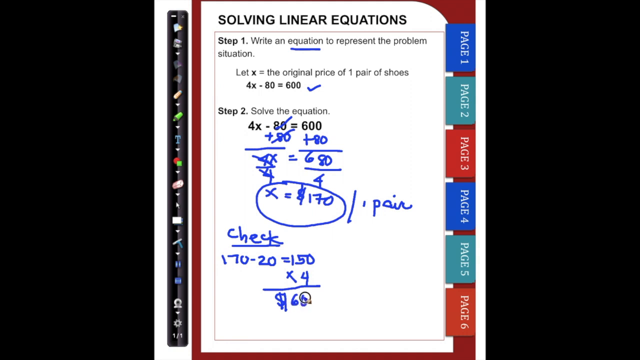Does it make sense? Okay, let's do numeracy, or mental math. If the original price was $170 minus a discount of 20 per pair, that should be $150, the discounted price, times 4 pairs. The 4 friends bought 4 pairs in total, and they paid $600.